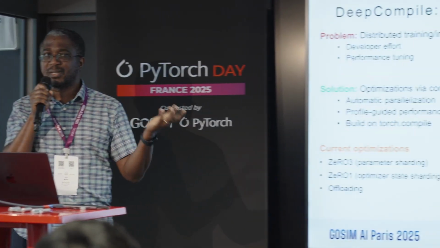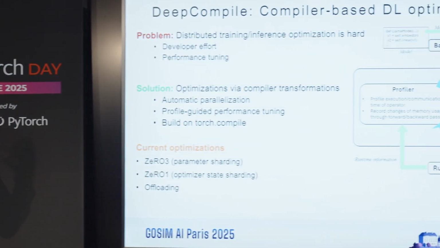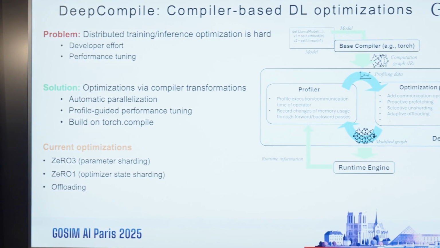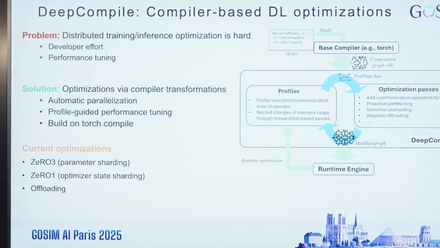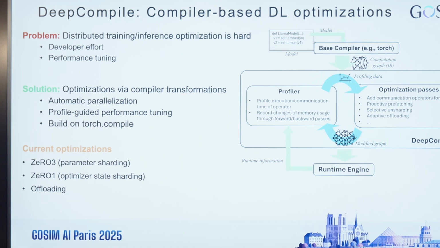The two key ideas are that we'll be doing optimization using compiler transformations. The first part is we will automatically apply the distributed techniques, whether it's TP, PP, whatever. We will use the compiler to do that to the graph. And then we will do something which is kind of a classic compiler trick, profile-guided optimization. We'll allow the training to run for a while, profile it in its runtime environment, and then tune the parallelism techniques to get the peak performance out of that scenario. Now, like I said, it's built on torch.compile.